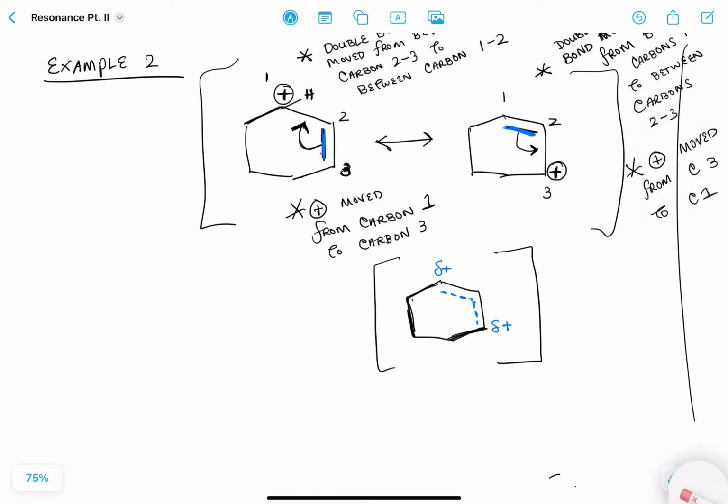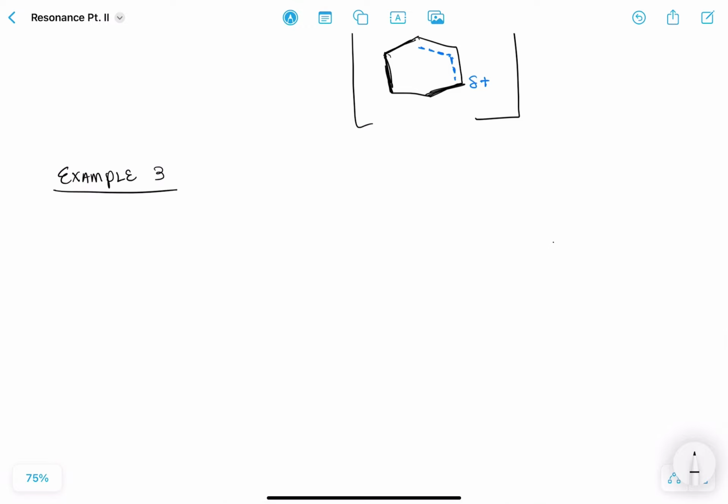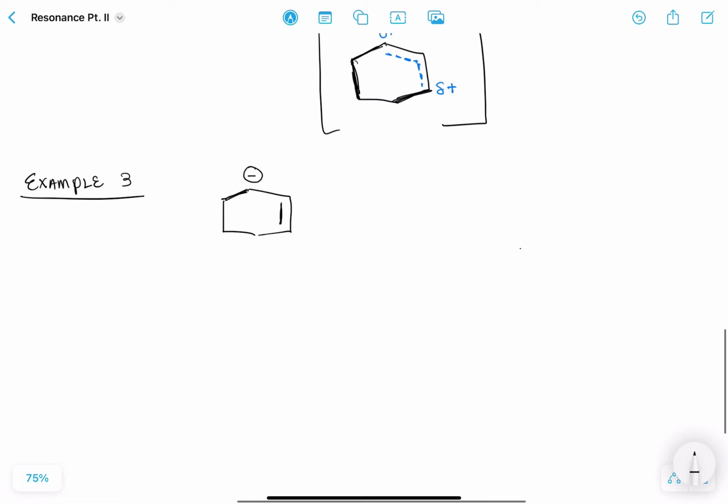So I'm drawing all over the place here. Let's continue on to our next example, example number 3. And we're not going to do the resonance hybrid for this one. I want to move through this a little bit more quickly. And so in this case, rather than have a positive charge adjacent to the double bond, we're going to have a negative charge. And so we start by drawing from the lone pairs down, and that would kick the double bond out onto the carbon.